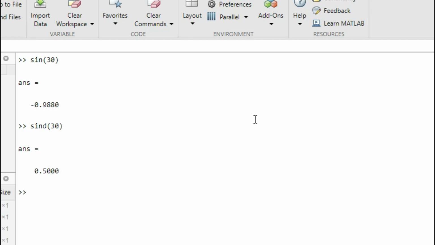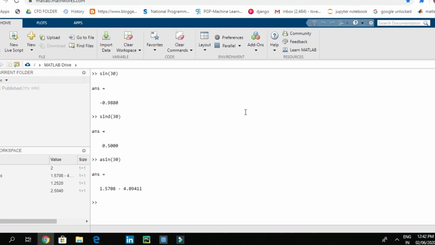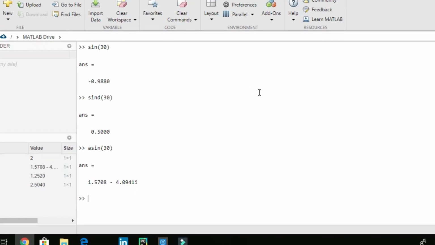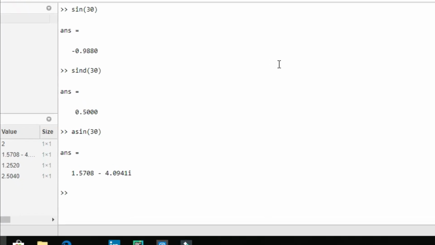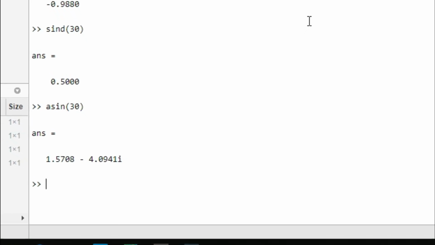What if I want to check the value of sine inverse of 30? The function used is asin open parenthesis 30 close parenthesis. So this gives the value of the inverse of sin 30. So these functions are the same with cos, cot, like all trigonometric functions. So let's try these operations with cos.